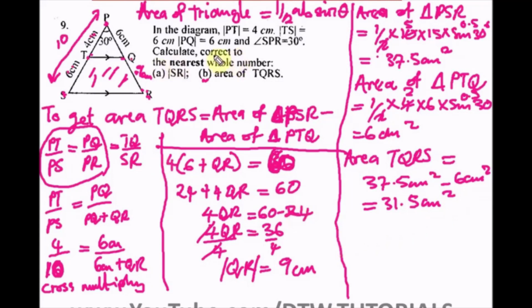Okay, and the question says calculate correct to the nearest whole number. So the nearest whole number, we have 31 here. And the next number is 5, which we can approximate to 1, take the 1 and add it to this one here. So we are left with 32 centimeters square. So this is our answer for the area of TQRS.